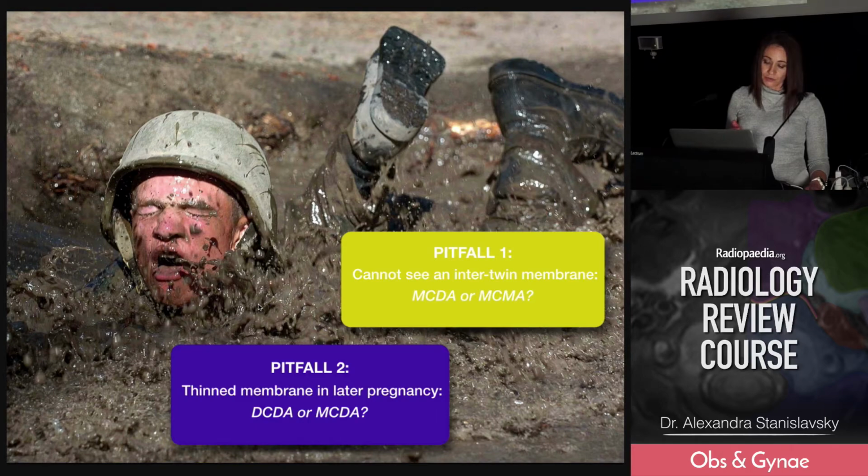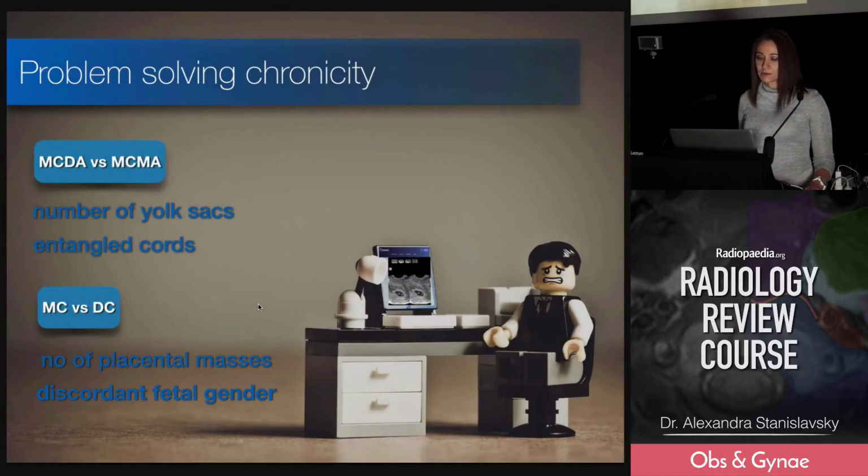Pitfall number 2 is generally in later pregnancy when you've got that thinned membrane and you're looking to try and establish, is it a T sign, is it a delta sign? You just can't see it. Is it a dichorionic pregnancy or is it a monochorionic pregnancy? So let's have a look at other things we might look at to help ourselves along with this. So first, a couple of points addressing pitfall number 1. Definitely monochorionic, is it diamniotic or monoamniotic?